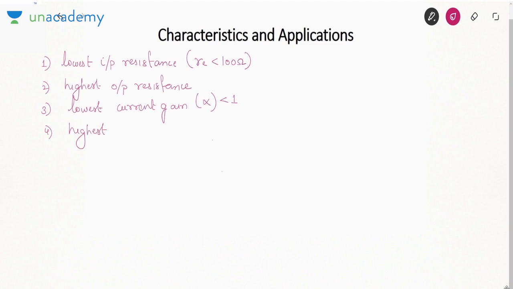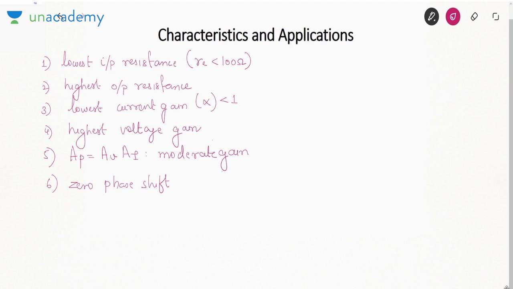Then highest voltage gain. Voltage gain we will derive later on when we study amplifiers. The product of voltage gain and current gain is called power gain. So it is moderate. AP means power gain, AV means voltage gain, AI means current gain. Then zero phase shift. It means if you apply an input Vm sin omega t, you will get an output Vm dash sin omega t. That means there will be no phase shift in a sinusoidal input. And the last one, it has larger bandwidth. Bandwidth means the range of frequency that can be amplified. So it can amplify a large range of frequency.